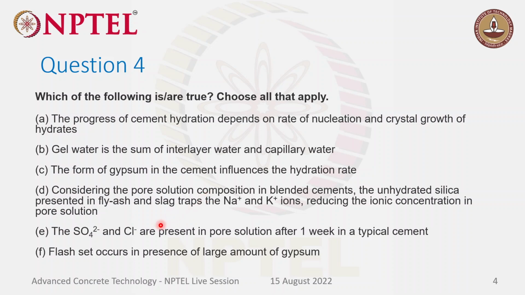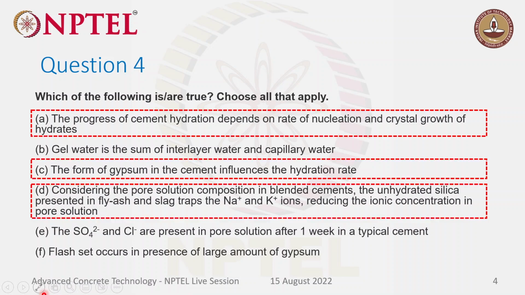So option D is true. Options A, C, D are true, and options E and F are false. Option F is false because if gypsum is present, flash set will not happen, because gypsum is added to avoid flash set. And option E: in a typical cement, if it's not a contaminated one, the amount of chloride and sulfate will be very small. So option E is also false. So the correct answer is options A, C, D.